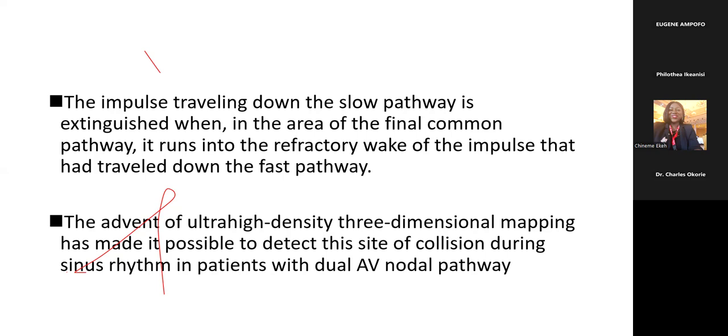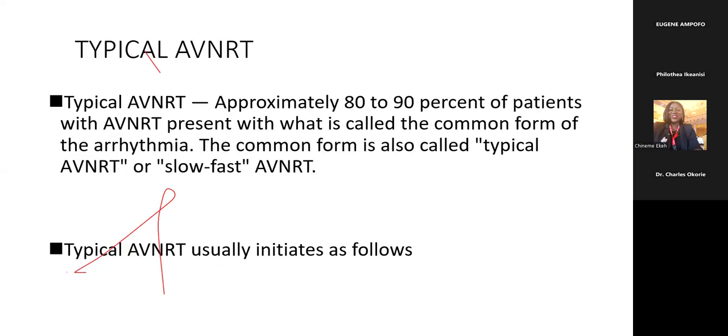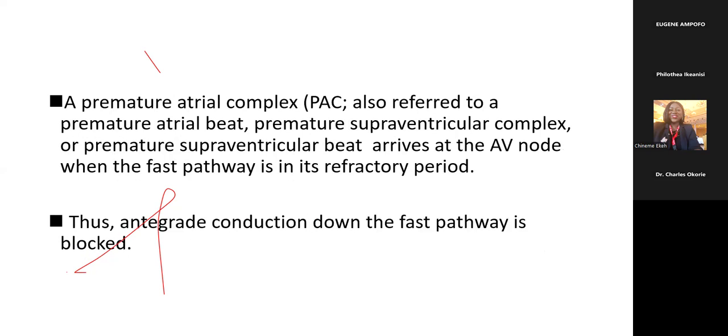Then we have the typical AVNRT, which is the slow-fast pathway. Approximately 80 to 90% of patients with AVNRT present with what is called the common form of the arrhythmia. The common form is called the typical AVNRT or the slow-fast AVNRT. And the typical AVNRT usually initiates as follows. That is what happens in typical AVNRT.